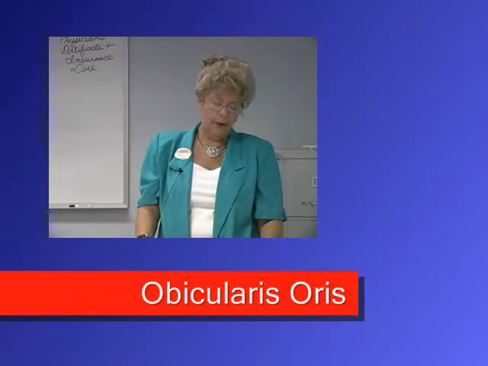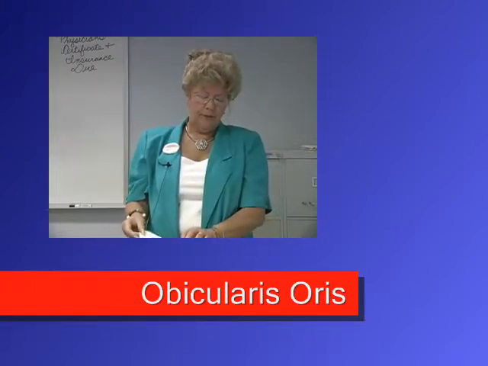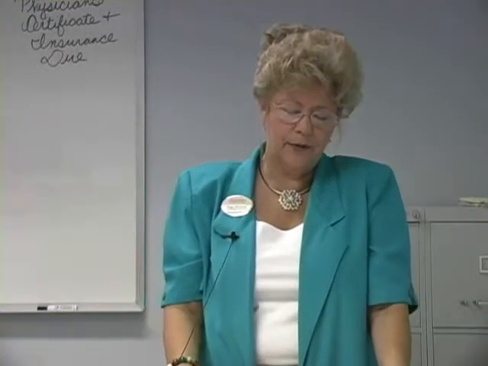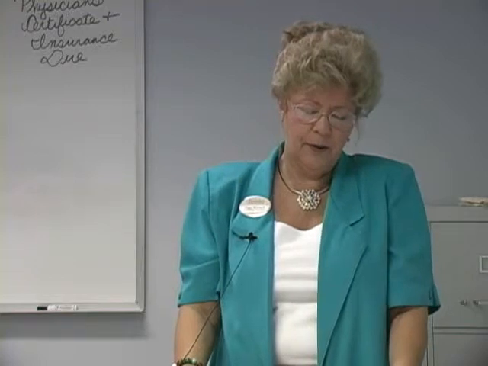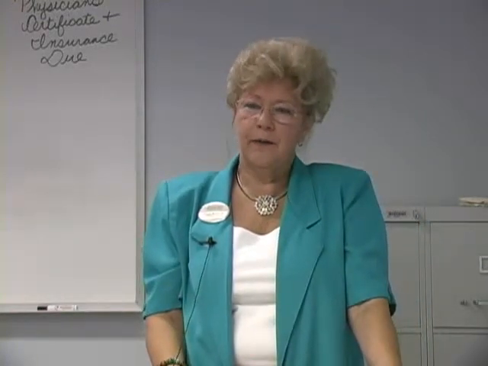Orbicularis oris. We got the word oris again, meaning mouth. The orbicularis oris is the flat band around the upper and lower lips. Compresses, contracts, puckers, and wrinkles the lips. In the older books, they call that the kissing muscle.